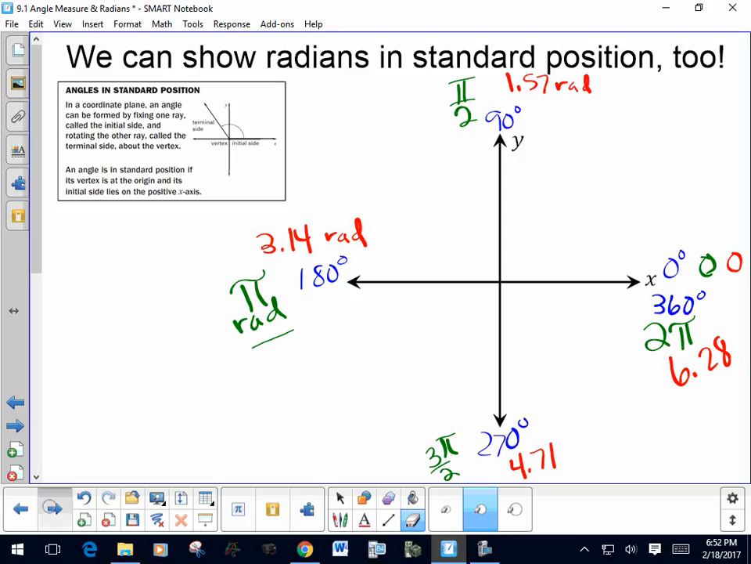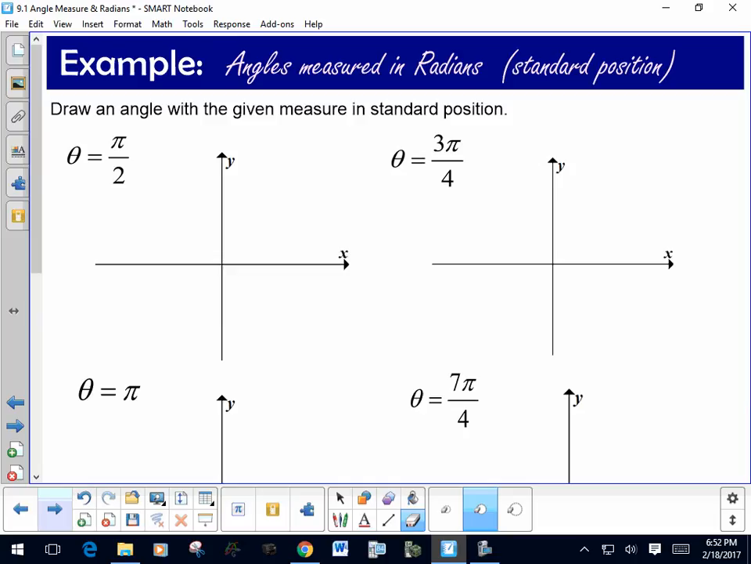Okay, so we're going to sketch some angles in radians, just like we did last unit with degrees. We're going to start with an easy one, pi over 2. Well, we know this is pi, so half of pi would be here, pi over 2.